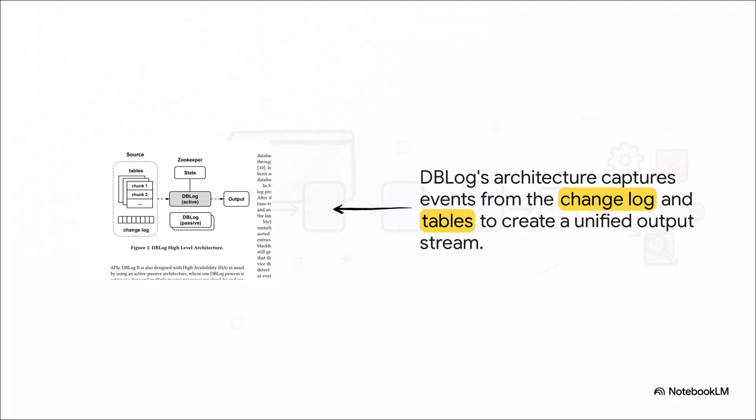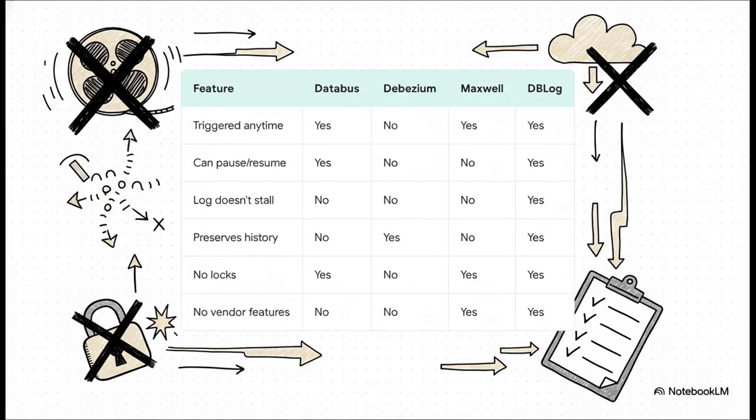So here's the 10,000-foot view of how dblog works. It's actually pulling from two places in the database: the live change log for all the new stuff, and the tables themselves to get the full historical state. It uses something like Zookeeper to keep track of where it is, and then it masterfully merges those two sources into one single, unified output stream. So you might be asking, why did Netflix go through all the trouble of building their own thing? Well, this table tells the whole story. The existing tools just didn't cut it.